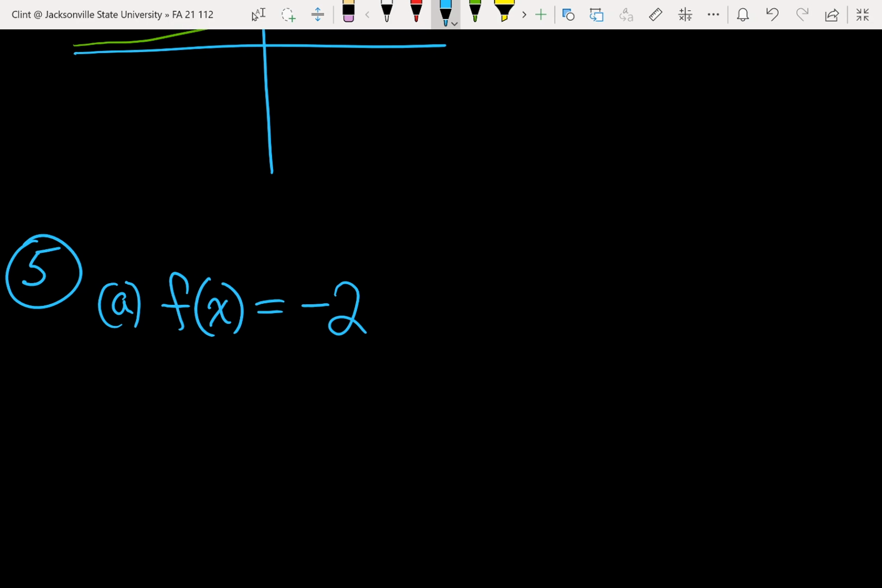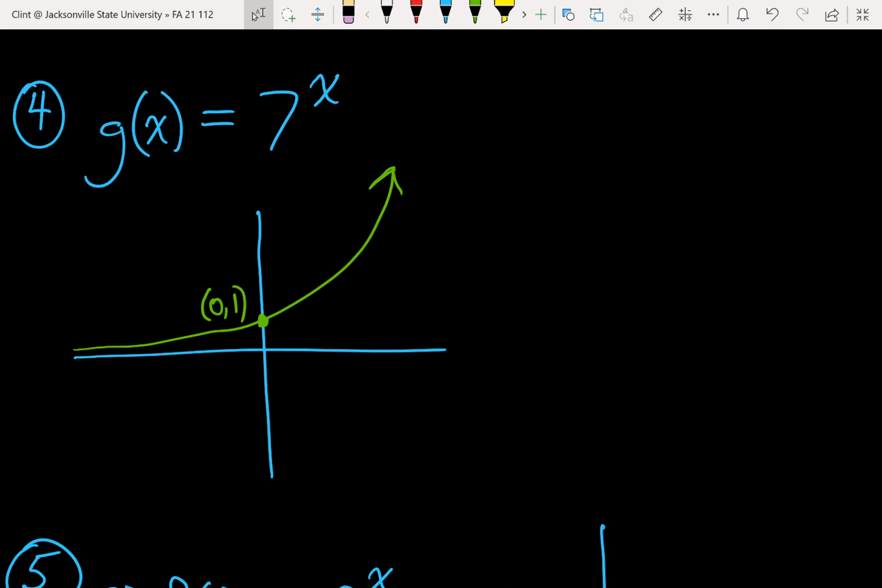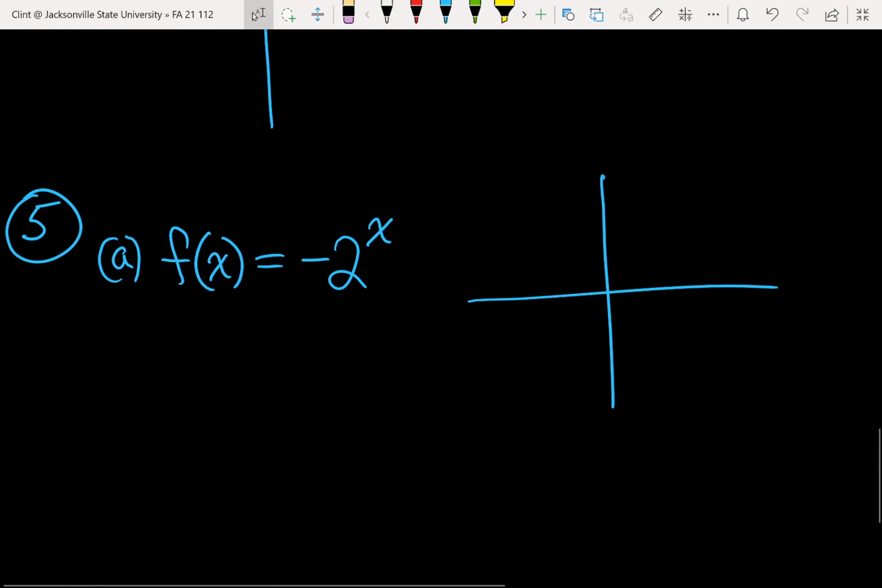gives us -2 to the x. And so we just saw that's what our basic exponential function looks like if our base is bigger than 1. But on this one, the thing we've done is we have a negative sign out in front of the whole thing. So what's that going to do to our graph? It's not going to be that shape we saw in the last one anymore.